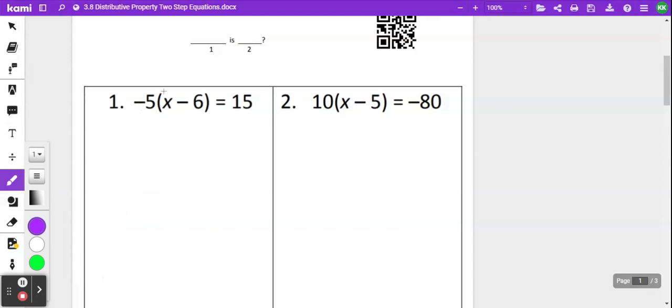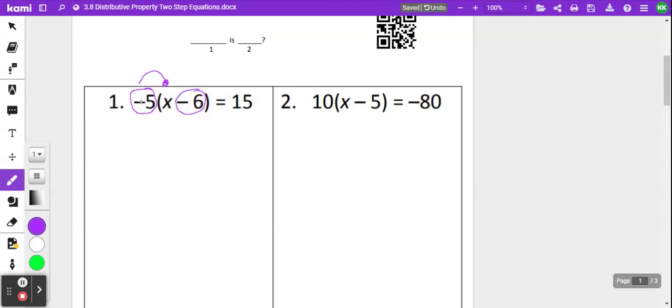So for number 1, I have -5 parentheses, x minus 6 parentheses equals 15. Whenever I see parentheses, I need to get rid of those first in an equation. And if I have a number on the outside of it, I know that I use distributive property. Remember, the negative stays with the 5, just like right here, the negative stays with the 6.